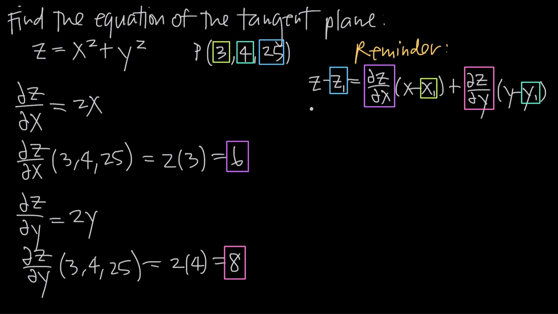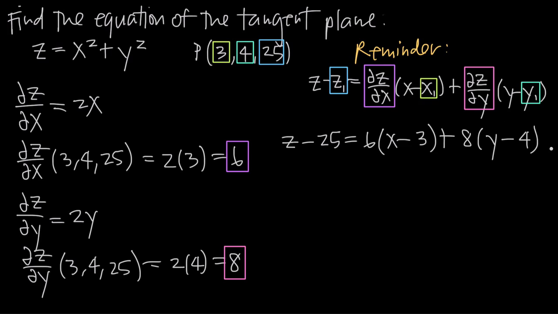Starting with our formula, we have z minus z1, which is 25. So z minus 25 is equal to the partial derivative of z with respect to x, which we found was 6 when we evaluated at the point of tangency, multiplied by x minus x1. x1 comes from the point, which is 3. Plus the partial derivative of z with respect to y, which we found to be 8, multiplied by y minus y1. y1 comes from the point, that's 4, so we plug that in. And this is the equation of the tangent plane.